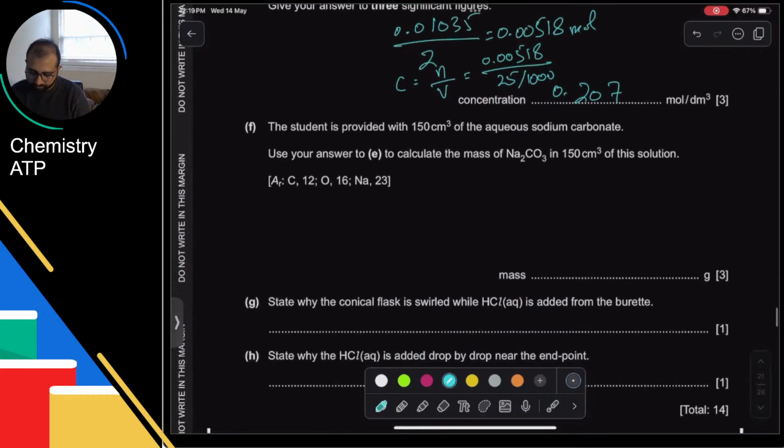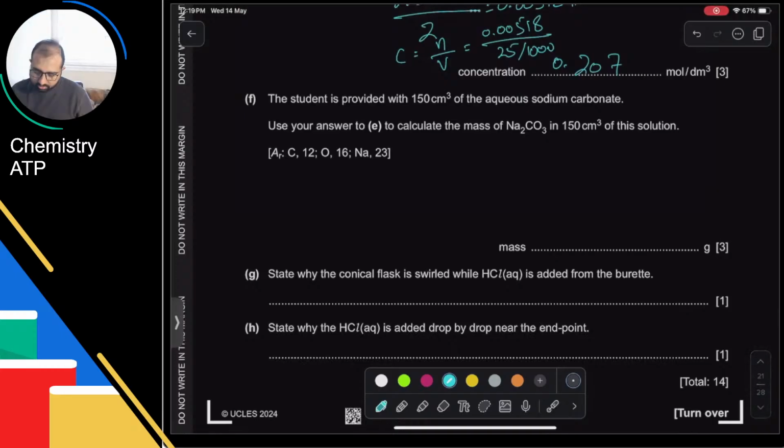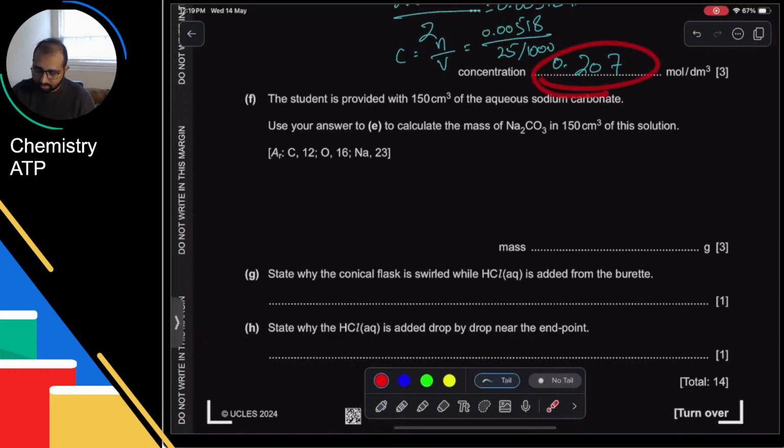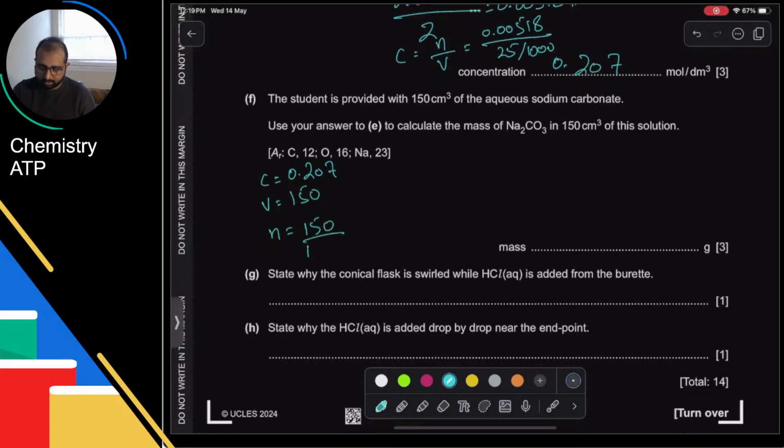Okay. A student is provided with 150 cm cube of sodium carbonate. Use your answer to calculate the mass in 150 cm cube. Again, what do you have? You have concentration, and you want to find mass, but you also know volume. So you have concentration, which is 0.207. You have volume, which is 150. So that will give you moles, right? So number of moles is 150 over 1000 times 0.207.